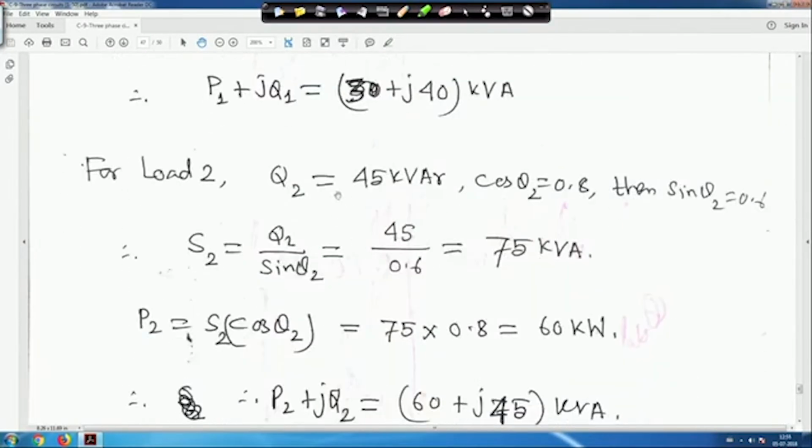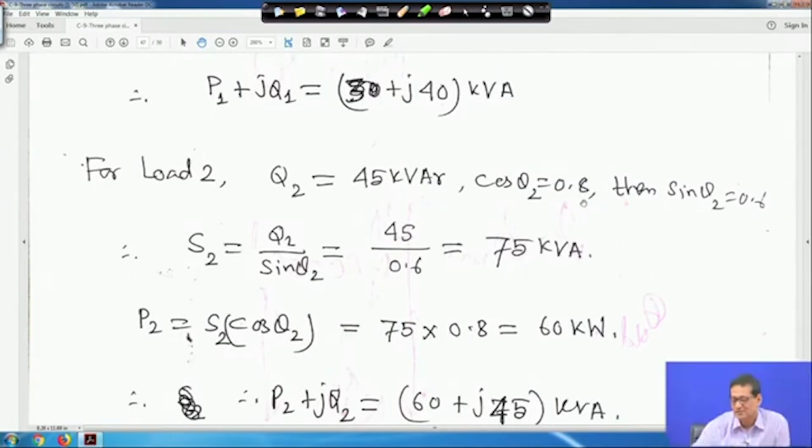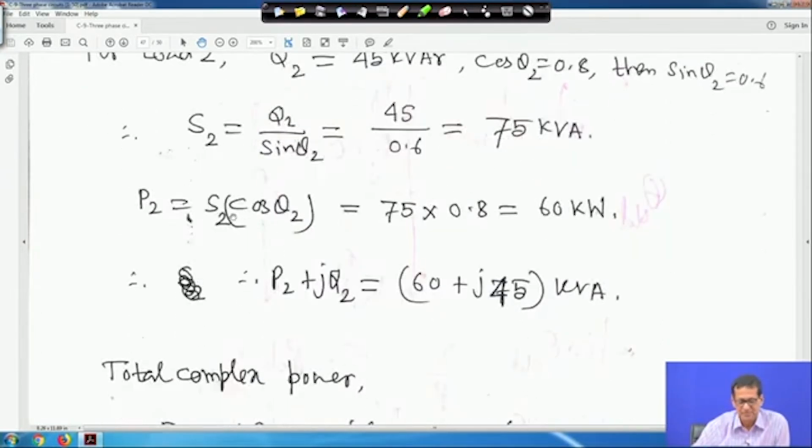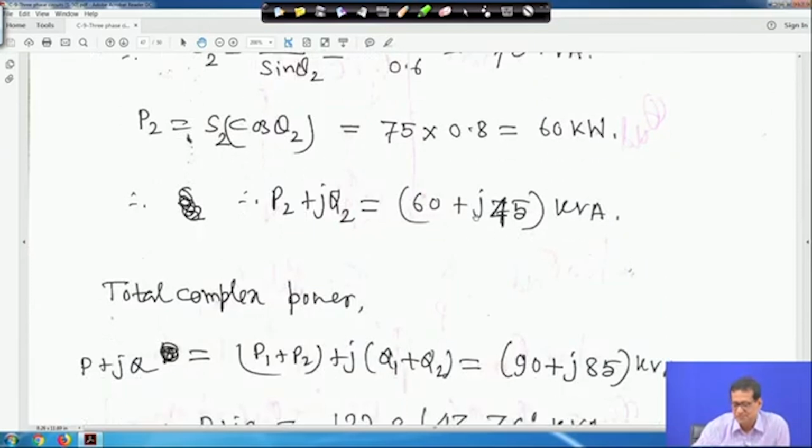Similarly for load 2, the problem is twisted, right. Here Q2 is equal to 45 kilovar is given, we have to obtain P. Lagging power factor is given, lagging means current is lagging. So cos theta 2 is equal to 0.8, then sin theta 2 is equal to 0.6. Therefore S2 is equal to Q2 upon sin theta 2, that is 45 by 0.6 is equal to 75 kVA, right. Therefore P2 is equal to S2 cos theta 2, 75 into 0.8, so 60 kilowatt. Therefore P2 plus jQ2 is equal to 60 plus j45 kVA, right.